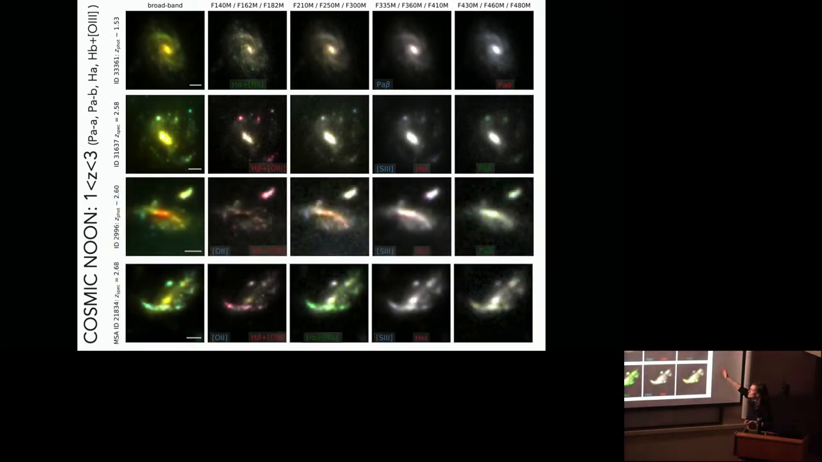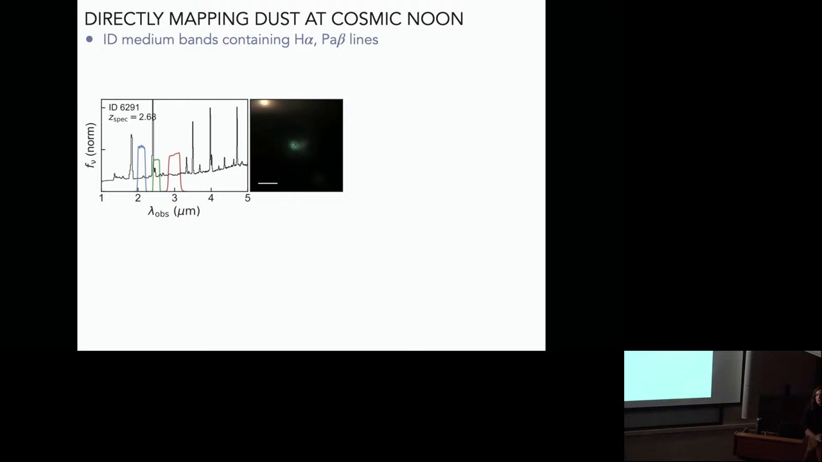There are really dust-obscured galaxies where you can see the core of this galaxy is totally dark in the blue and then lights up by the time you get out to Paschen beta. There's just a lot going on in all of these images. So as an example of the type of science that you can do, I wanted to show you a couple maps of dust. And so I'm taking a few galaxies that are spectroscopically confirmed.